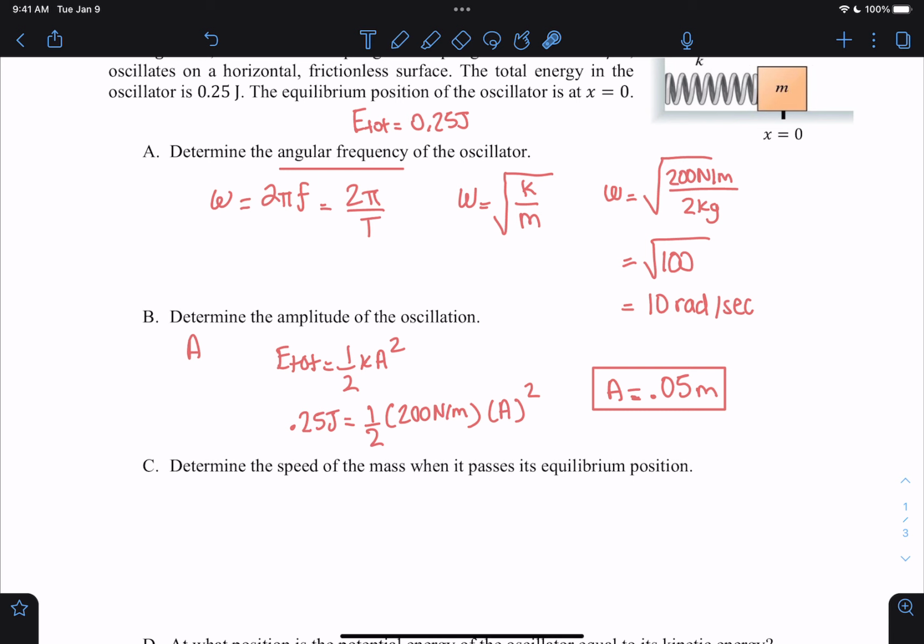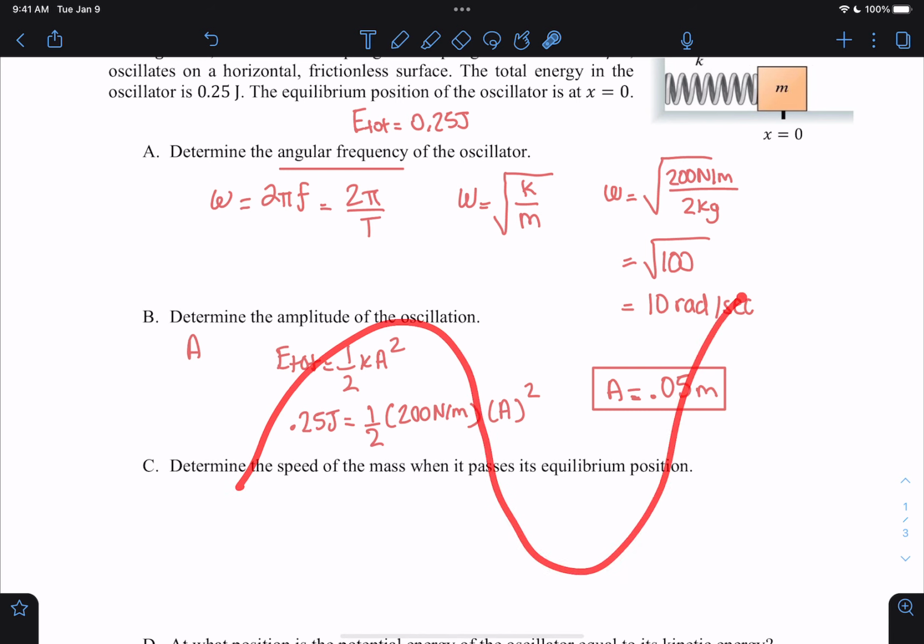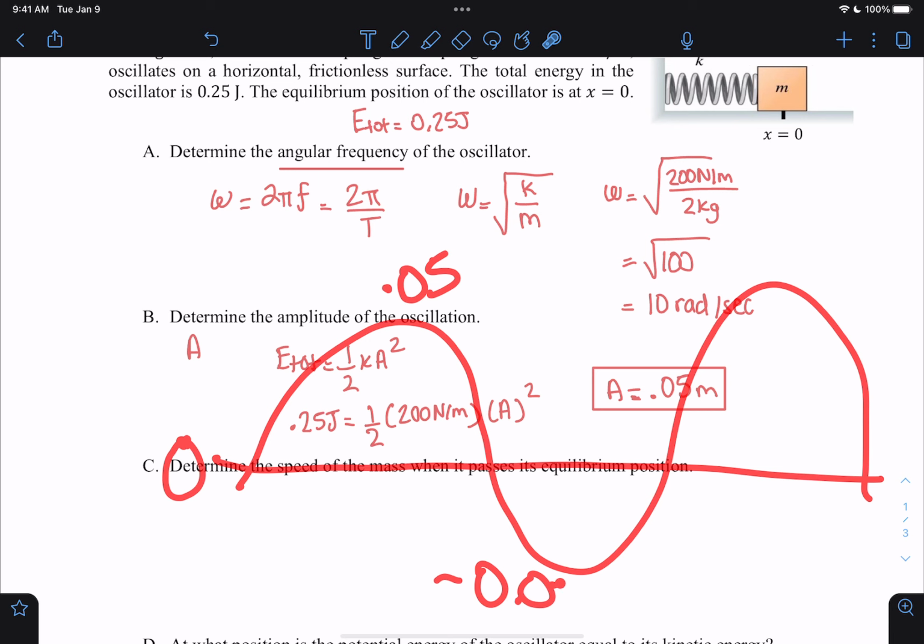Equilibrium is not at the top there. So equilibrium would actually be like this. If this was 0 meters and this is 0.05 and this is negative 0.05, your equilibrium point is everywhere here at that horizontal axis. That's where you have x equals 0, or delta x equals 0, because then you wouldn't have any change in the spring. You wouldn't be compressing it and you wouldn't be stretching it.